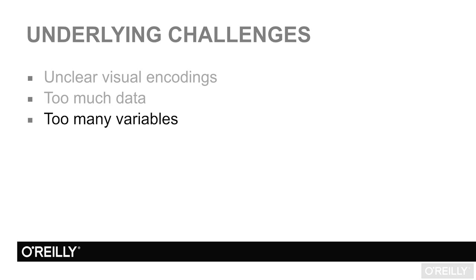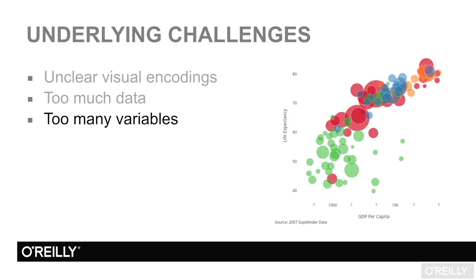The third underlying challenge is that there are too many variables being simultaneously encoded when graphics are presented to end users. If we take a look at this bubble plot, you'll see that there are four variables being simultaneously encoded. You have roughly 200 countries being displayed on the plot, each one with four dimensions being presented to you at once. Its horizontal positioning shows the GDP per capita.